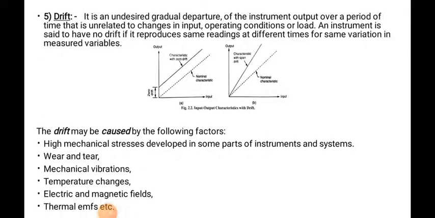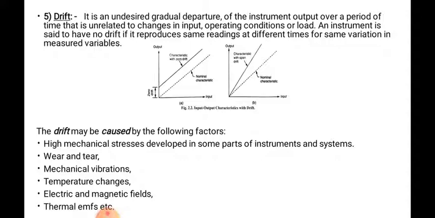Then the next parameter we will have to study is drift. The next static characteristic of the instrument is drift. Again here we can see two graphs. On the x-axis there is input and on the y-axis there is output. On this graph two lines are shown.